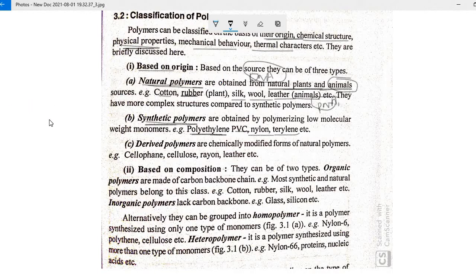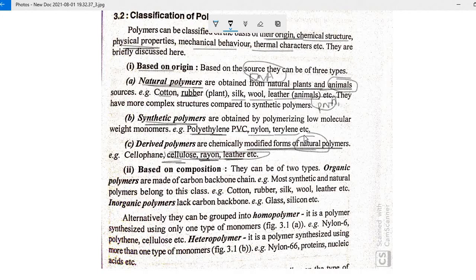Now the next type is derived polymers. What are derived polymers? They are the modified forms of natural polymers. तर हे जे नॅचरल पॉलिमर्स आहेत ह्यांचा मॉडिफाईड फॉर्म is known as derived polymers. Cellulose, rayon, leather are the modified forms of natural polymers. So this is the classification based on origin, that is natural polymer, synthetic polymer and derived polymer.